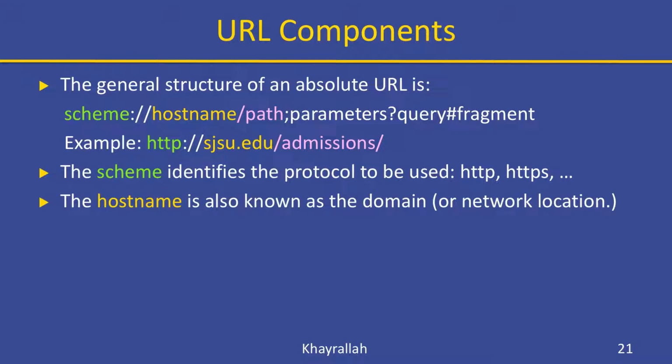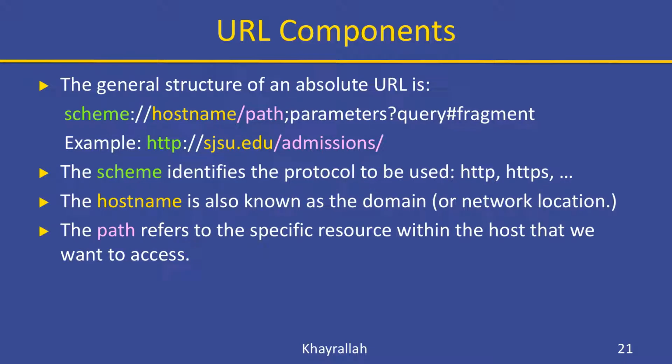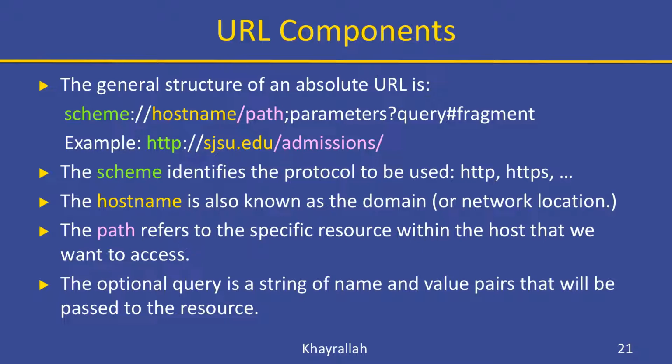The host name is also known as the domain or network location. That's sjsu.edu in our example. The path refers to the specific resource within the host that we want to access. In this case, our path is admissions. There are no parameters specified in our example. The query is usually a string of name and value pairs that will be passed to the resource. There is no query specified here, and we don't have a fragment either.